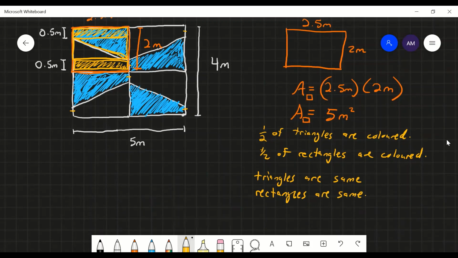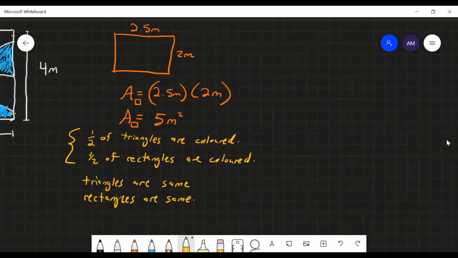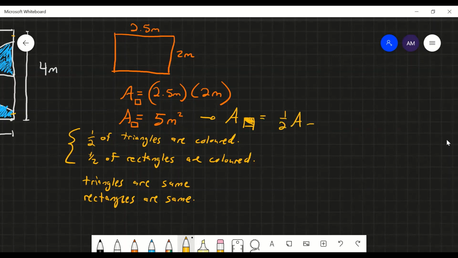So what does that tell us? It tells us that half of what is in the big rectangle, the 2.5 by 2 rectangle, is colored. So half the area of this weird piece that we had here is going to be half of the area of the full rectangle, or half of the 5 meters squared. So what's half of 5? Well, that's the same as 5 divided by 2. It'd be 2.5 meters squared.